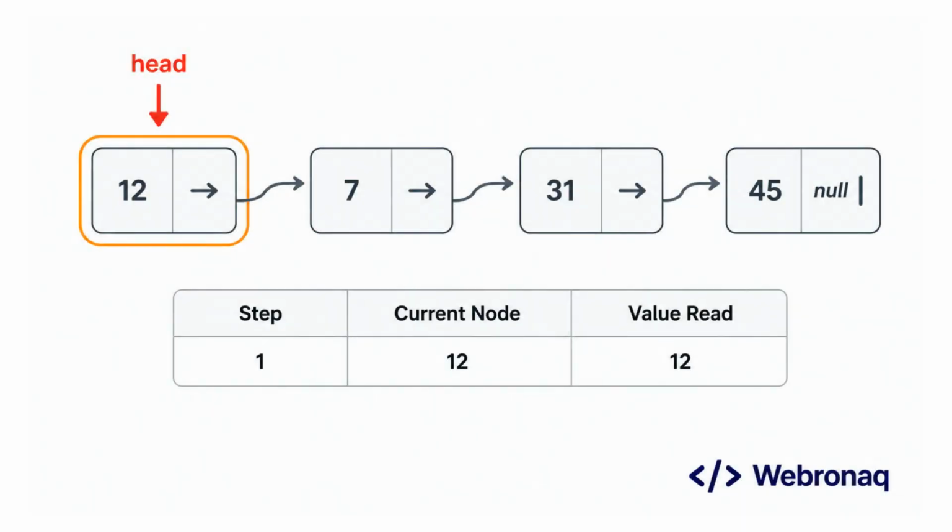Alright, now that we know how nodes and pointers chain together, let's actually walk through a list. Here we have 4 nodes holding the values 12, 7, 31, and 45. The head pointer points to the first node, 12. That's our starting point. We read the value 12, then follow the pointer to the next node. We read 7, follow the pointer again, then 31, then 45. At 45, the pointer holds null, so we stop. That's the end of the list.